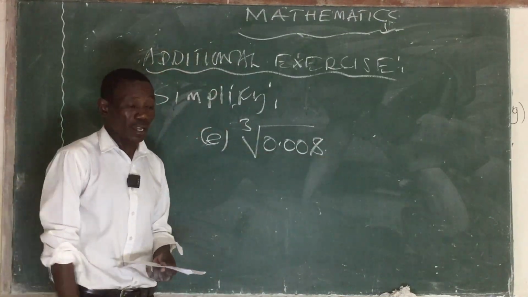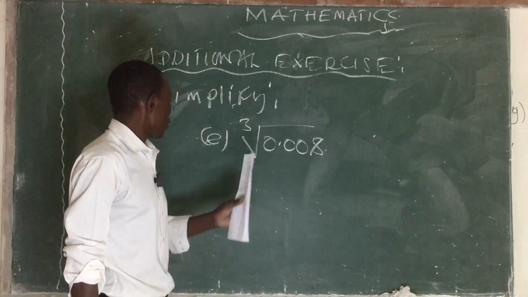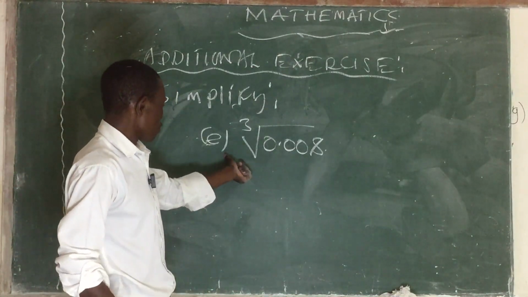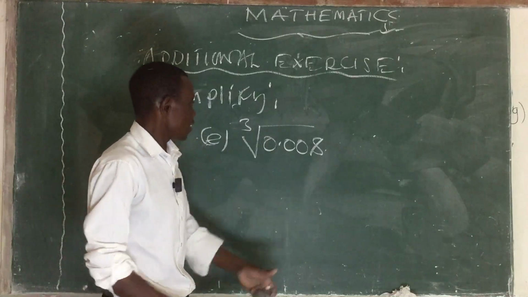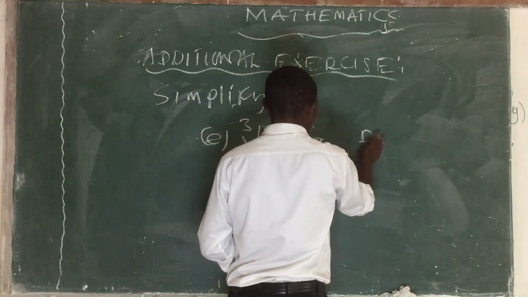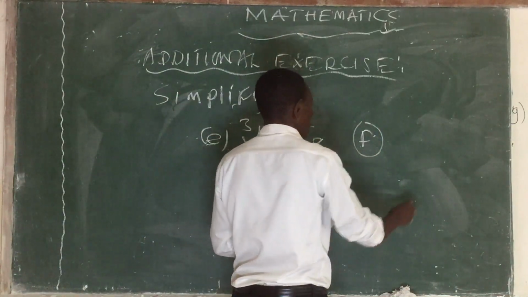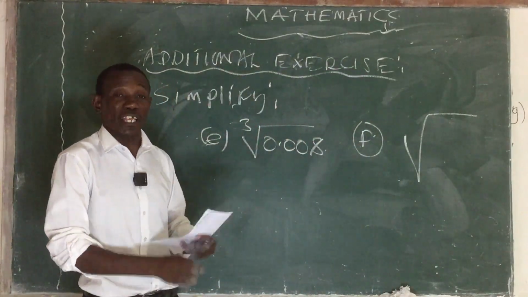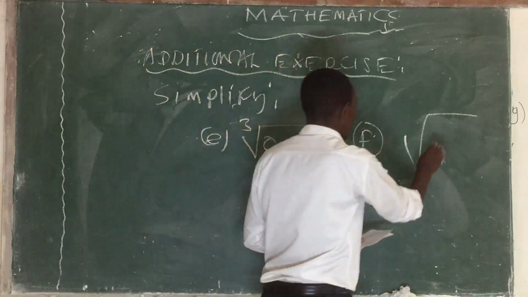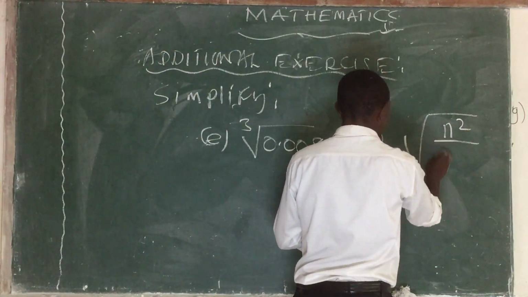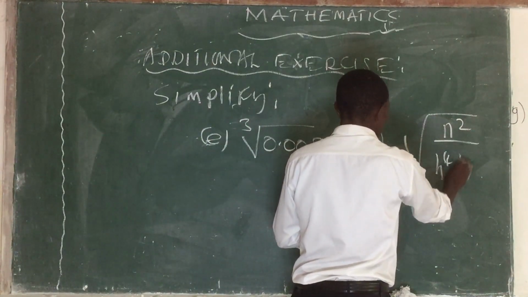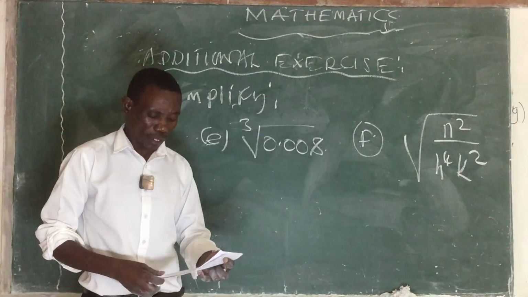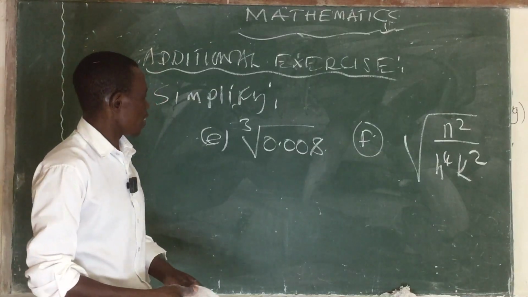0.08. Applying the skill that we have discussed in example A and B, will you be in the position to think about this one? Try it out. And again, F, where we now have terms which are like variables, not numbers: n squared over h to the power 4, k squared. It's more like an application of what we have just done.